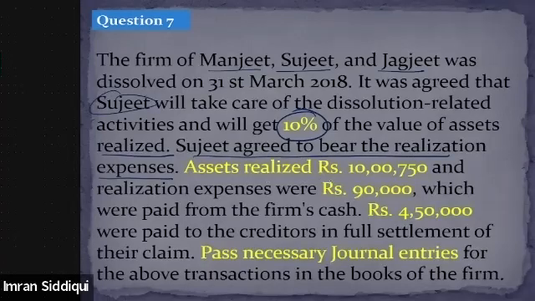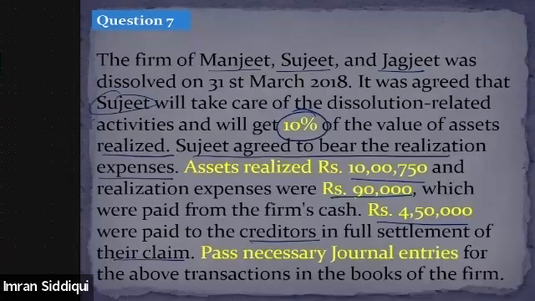Okay, the asset realized rupees 10,750,000 and realization expenses amounted to 90,000, which were paid from the firm's cash. Rupees 4,50,000 were paid to creditors in full settlement of their claim. You need to pass the necessary journal entry for the above transactions.